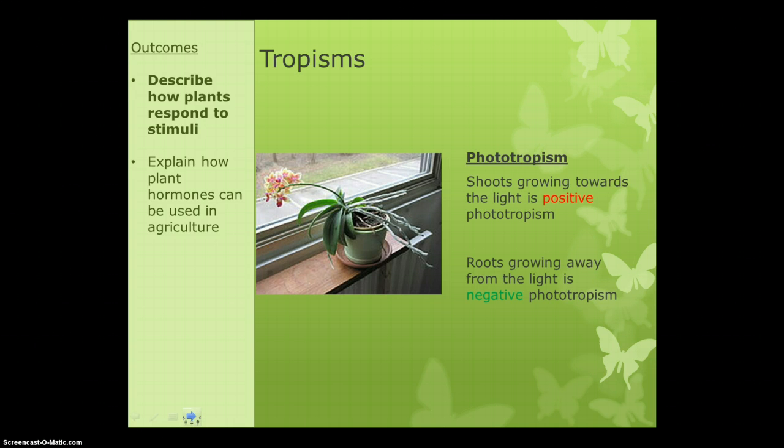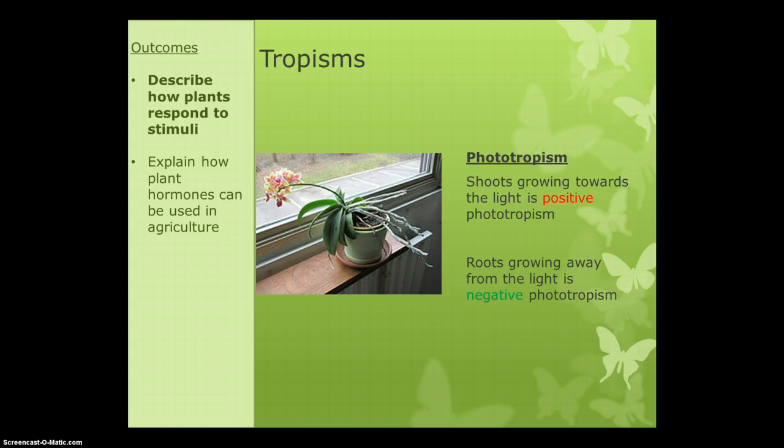So, as I said, plants respond to changes. One of the changes that they respond to is where the light is. So, when they do this, we call it a tropism. And because they're responding to light, it's a phototropism. So the fact that the shoots grow towards the light was called a positive phototropism. And the fact that the roots grow away from the light is a negative phototropism.